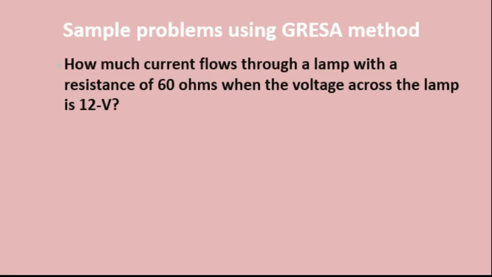Let us have our sample problems using the GRESA method. How much current flows through a lamp with a resistance of 60 ohms when the voltage across the lamp is 12 volts?